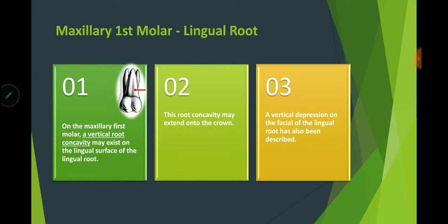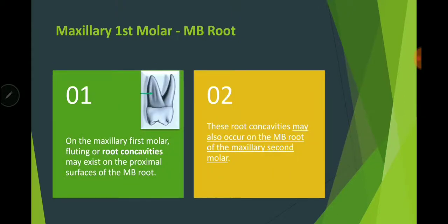On the maxillary first molar, the vertical root concavity may exist on the lingual surface of the lingual root. So the palatal root has a lingual concavity, and as we saw in the previous lecture, okay, sometimes the facial surface of the palatal root also has a concavity. Okay, the root concavity may extend onto the crown. So usually they ask which of the following teeth have root concavities that may extend onto the crown. You have maxillary first molar, maxillary first premolar, okay, and you have the mandibular first premolar. So a vertical depression on the facial surface of the lingual root has also been described. I mentioned that already. So these are the concavities where the green arrow is pointing.